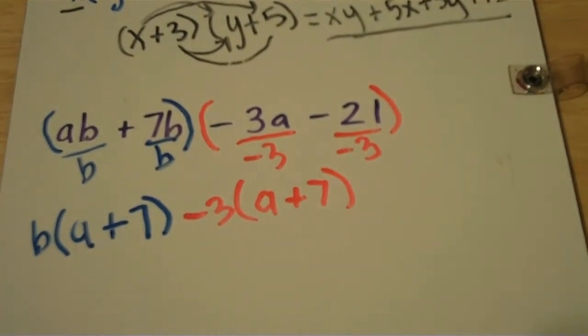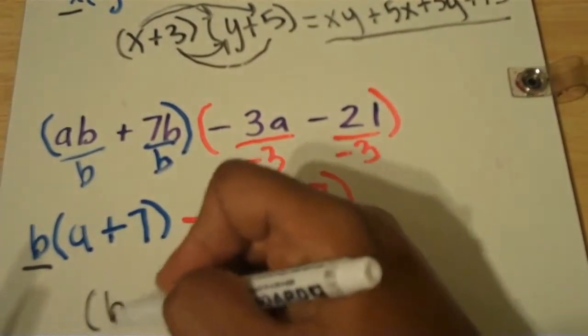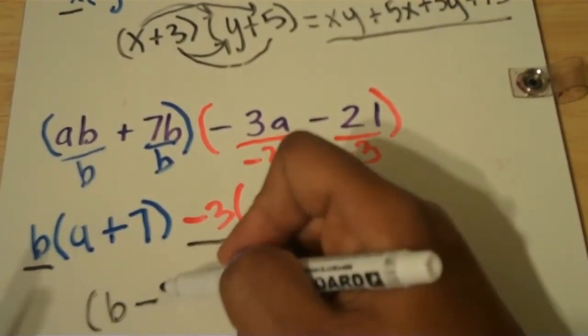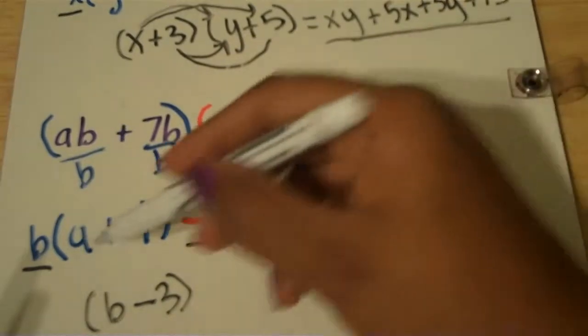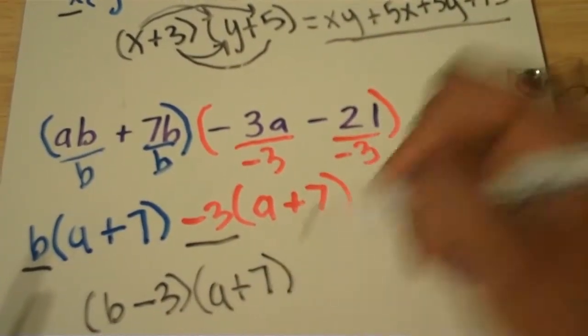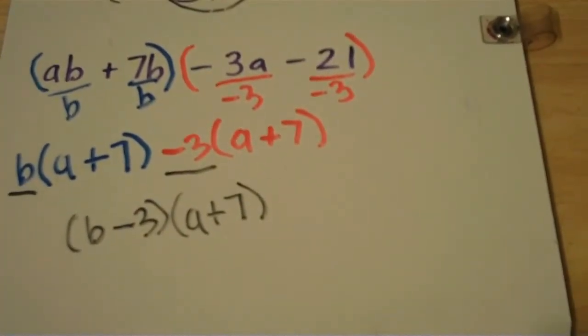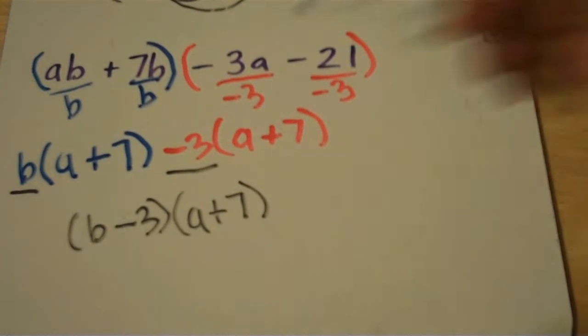Just like before, we're now going to group these together. The b and the negative 3 go in one parentheses, b minus 3, and then a plus 7 goes into the next set. If we FOIL, again, we'll get the same expression that we had before.